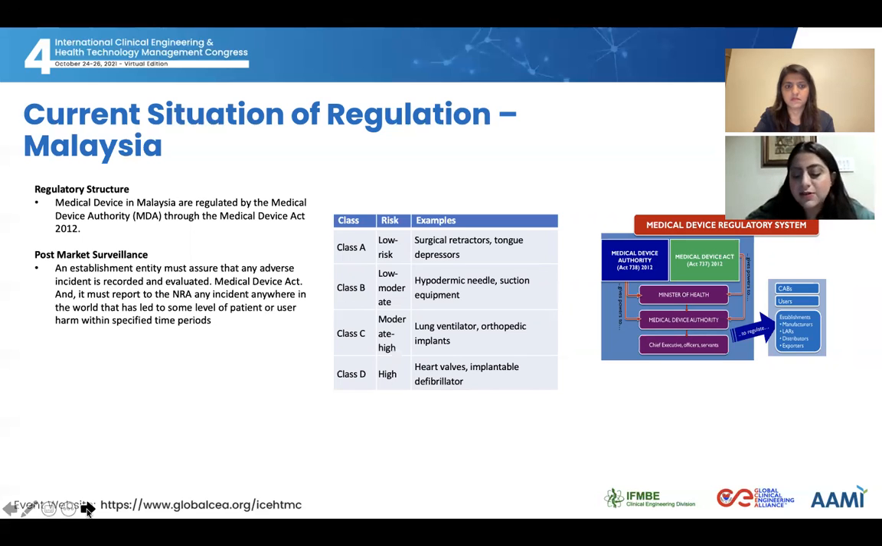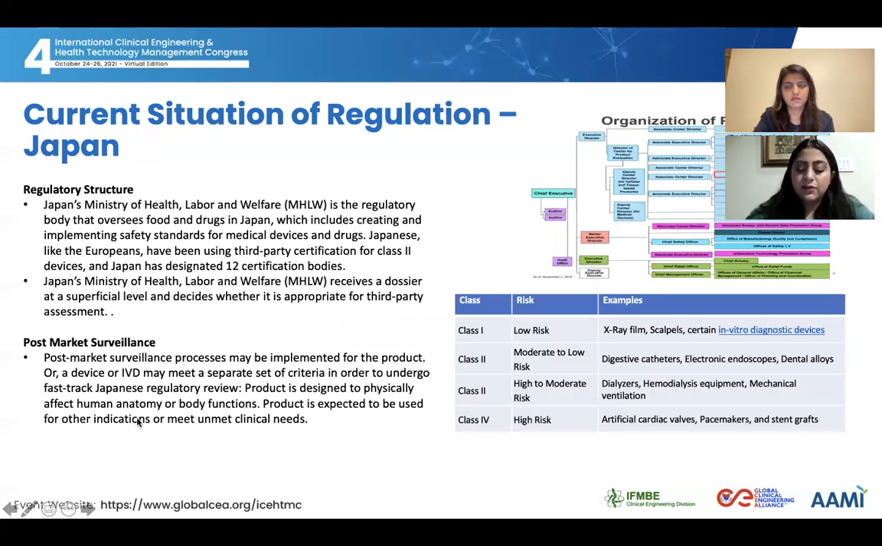Authorized officers carry out surveillance for potential violation of the Medical Act 2012. For Japan, medical devices are regulated through the Japanese Ministry of Health, Labor and Welfare, through PMDA. The risk classes are 1, 2, 3, and 4.